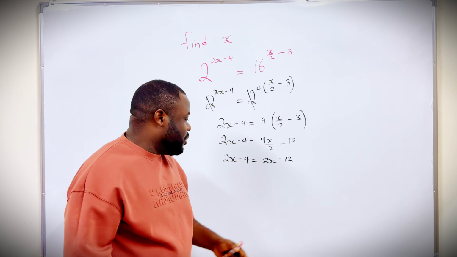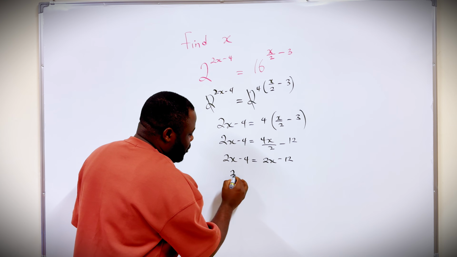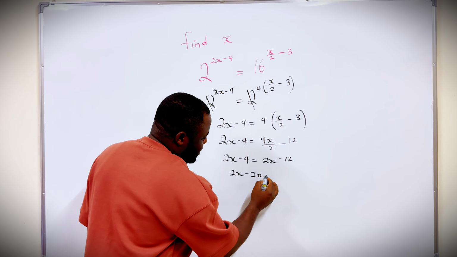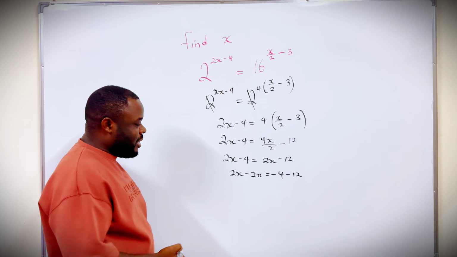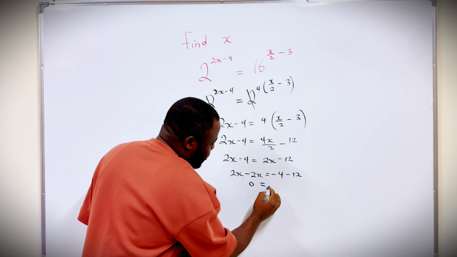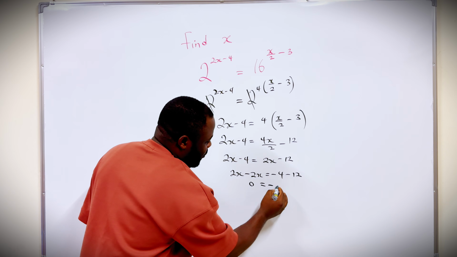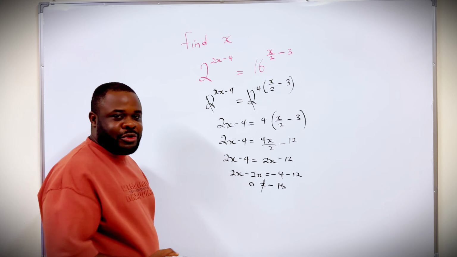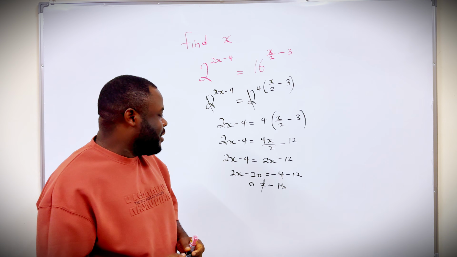The next thing we need to do is to collect the like terms. And how do you collect the like terms? You say 2x minus 2x equals minus 4 minus 12, right? So this is going to give you 0 equals what? Negative, of course, negative 16, which is not possible. So 0 cannot be equal to negative 16.